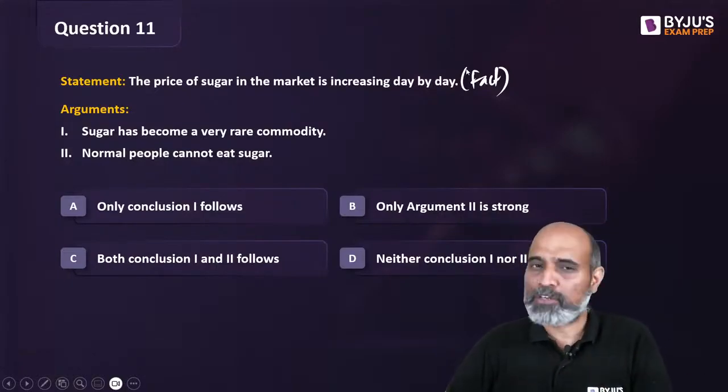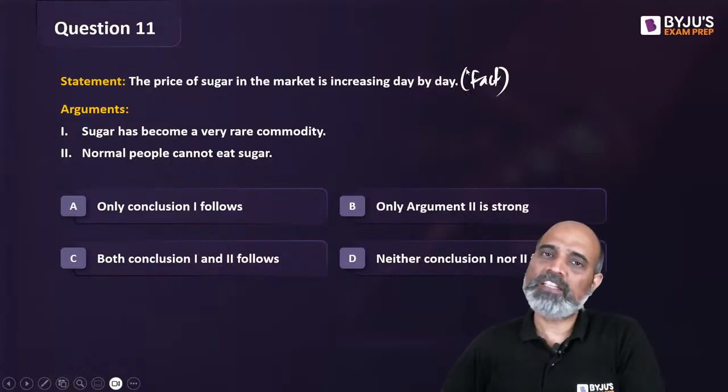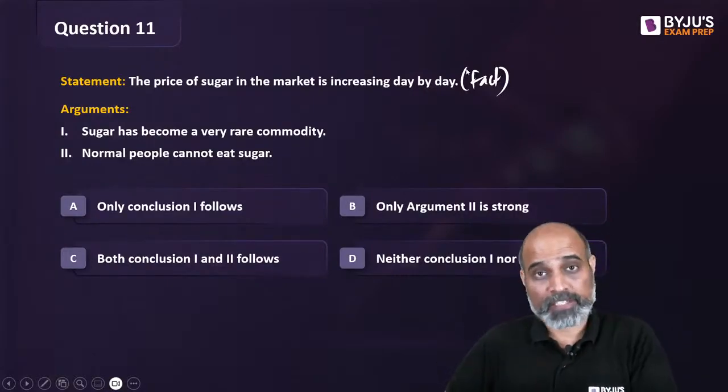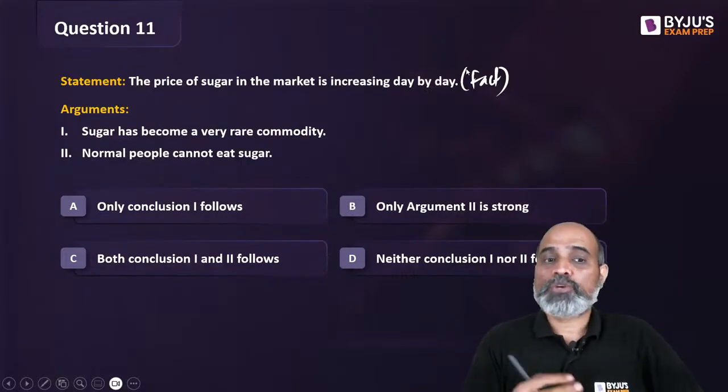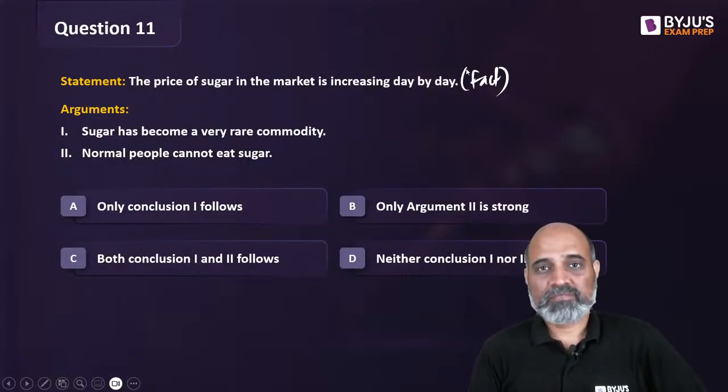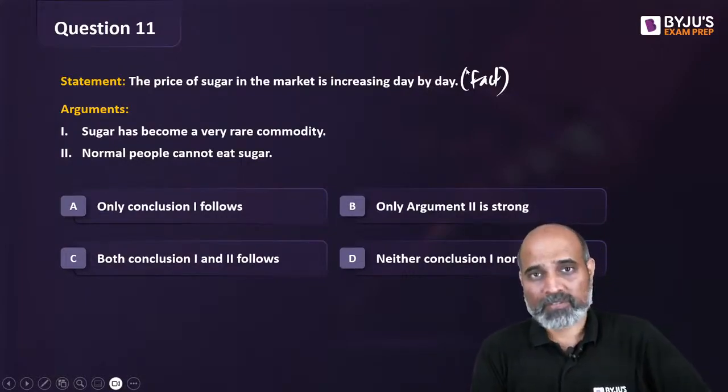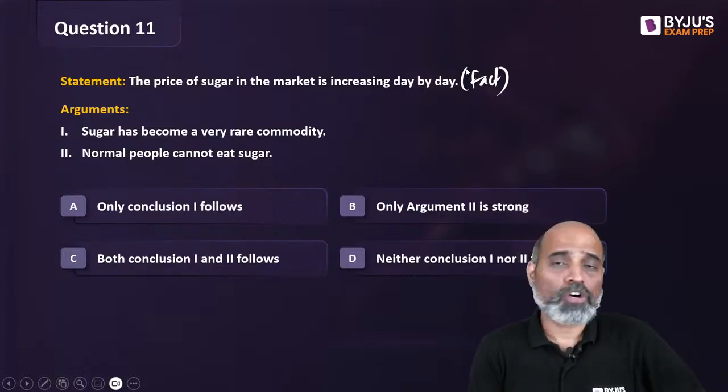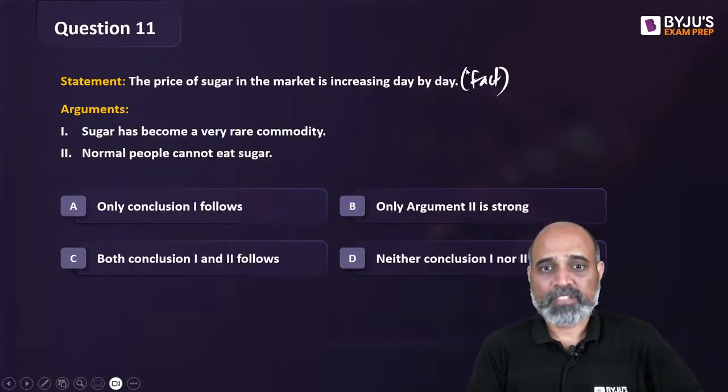Weak मतलब ऐवे ही कुछ भी बोल दिया. क्रिकेट की बात चल रही थी, फुटबॉल की बात कर दी, ठीक है, वैसा कुछ. So when I say sugar has become a very rare commodity, ये मैं कहां से बोल रहा हूं? It's coming out of thin air, right? It has got no base whatsoever. So ये argument तो है ही नहीं. Okay?